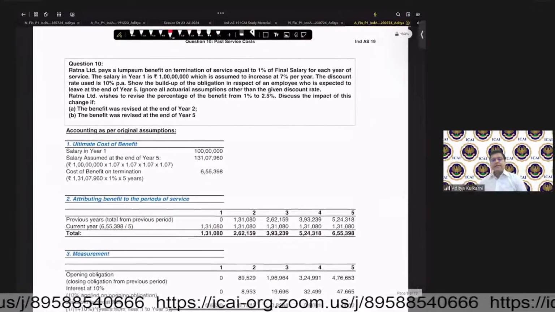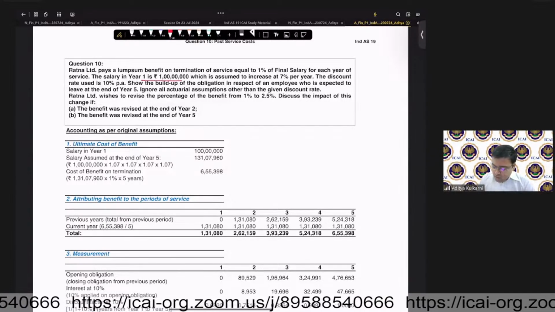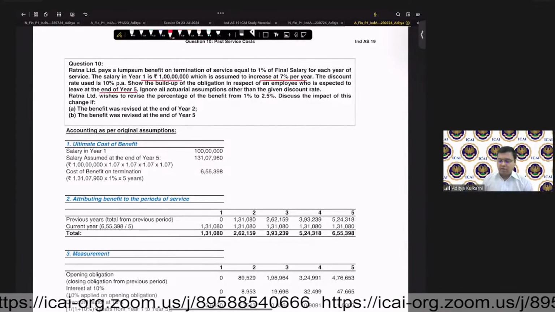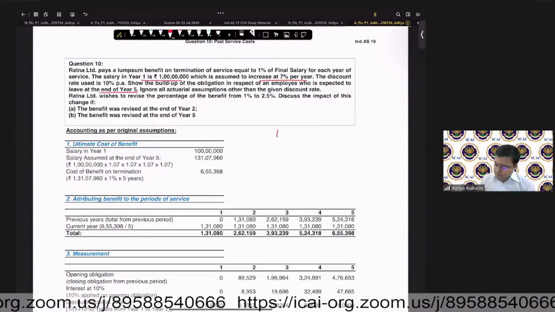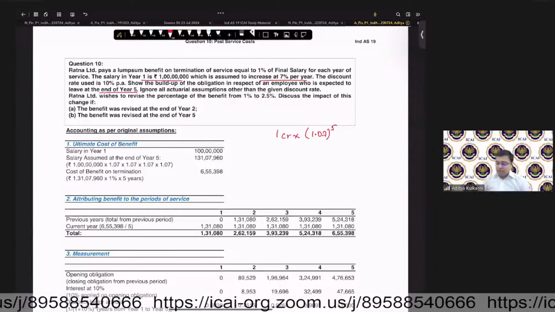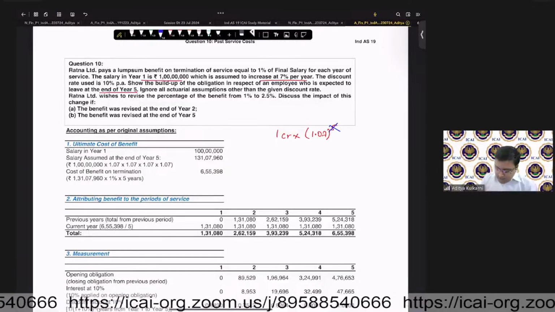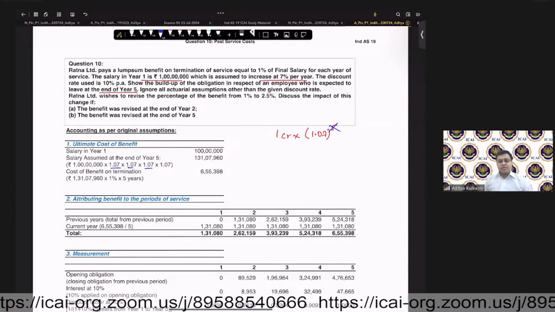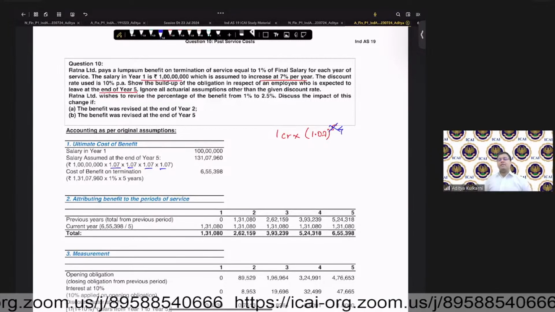So first one, let us understand the ultimate cost of benefit. See, salary in year 1 is 1 crore, assumed to increase at 7% per year, expected to leave at the end of year 5. What students do is, immediately 1 crore, 7% increase. So immediately they will write 1 crore into 1.07 raised to 5. The very first step goes wrong. For year 1, it is 1 crore. Then increase by 7%. So this becomes year 2. This becomes year 3. This becomes year 4. This becomes year 5. So therefore, it will be 1 crore into 1.07 raised to 4.